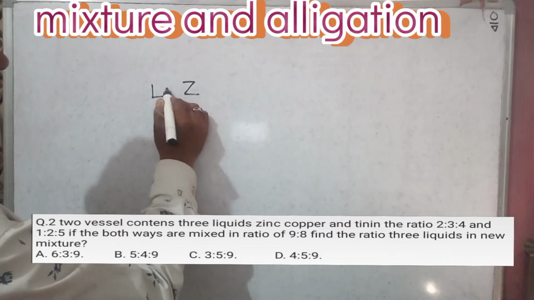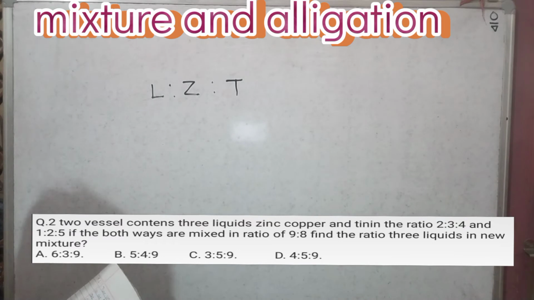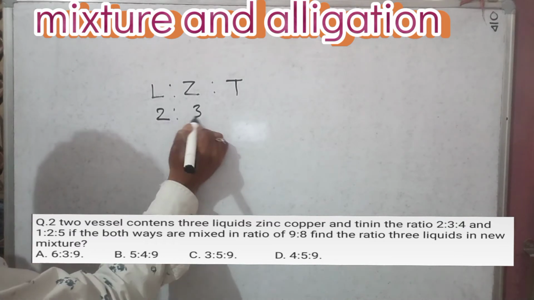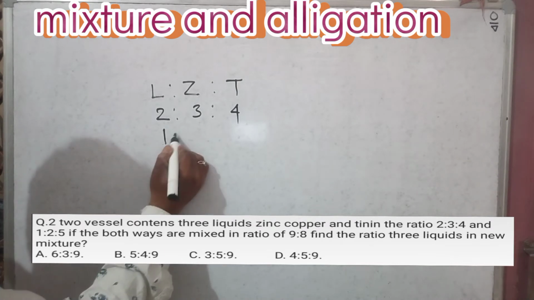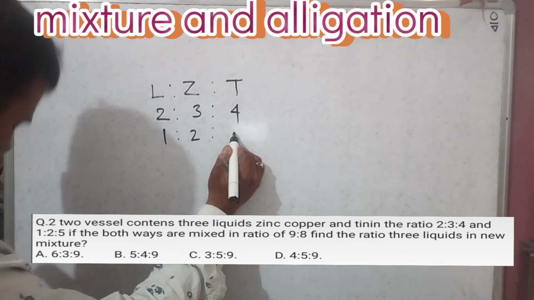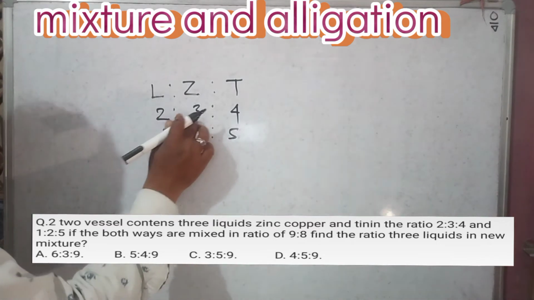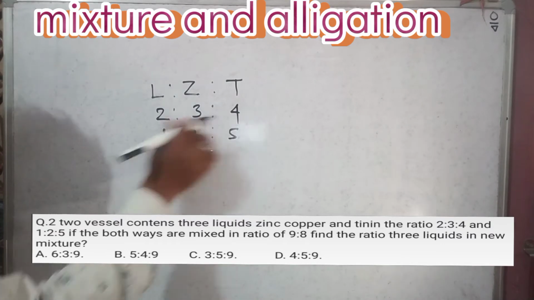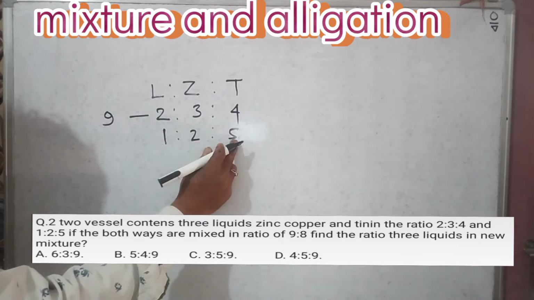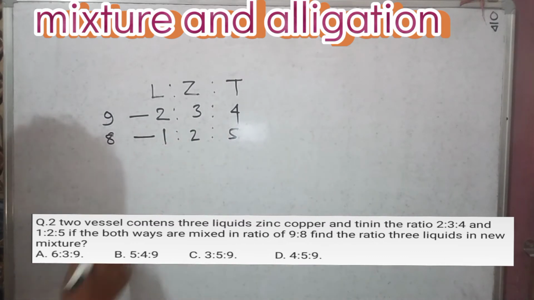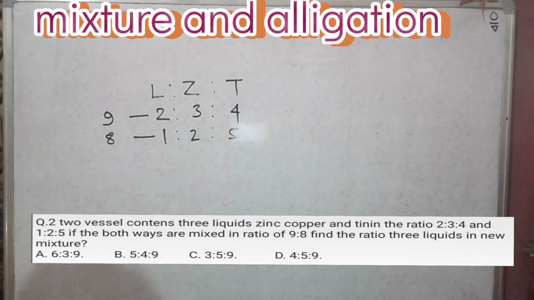In the first container the ratio is 2 is to 3 is to 4, and in the second container 1 is to 2 is to 5. 2 plus 3 is 5, 5 plus 4 is 9. 1 plus 2 is 3, 3 plus 5 is 8. So in the first container 9 parts and in the second container 8 parts, right?